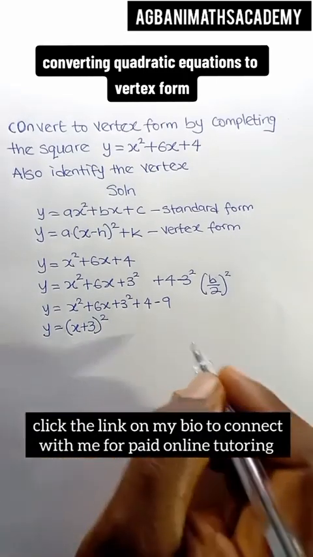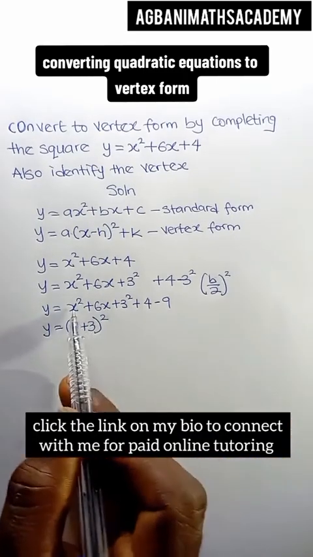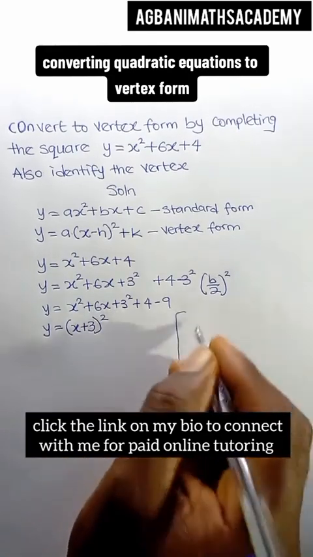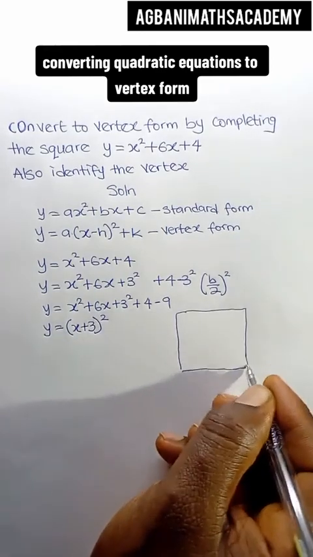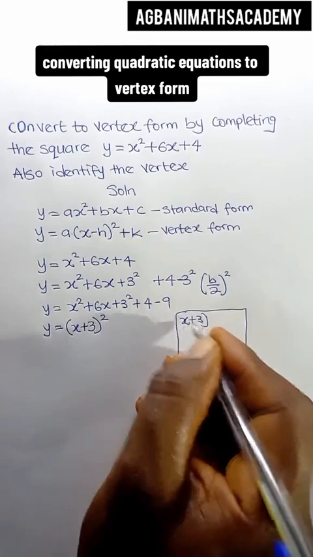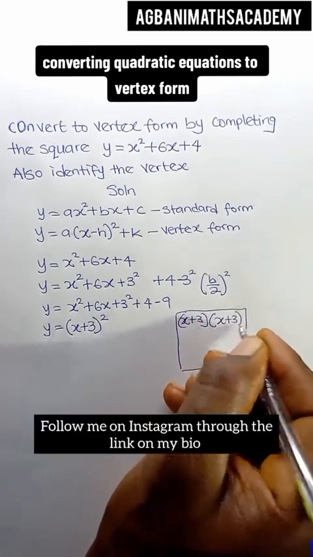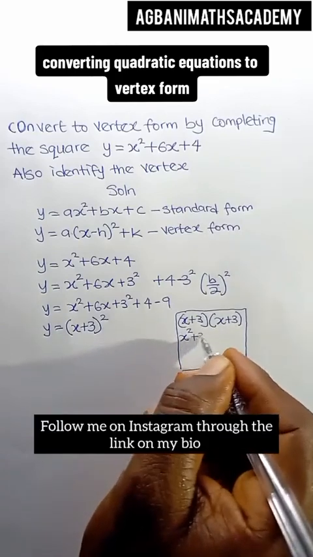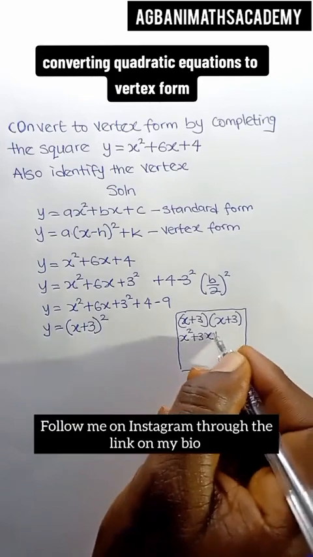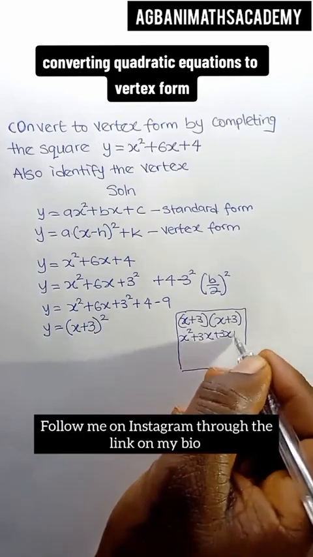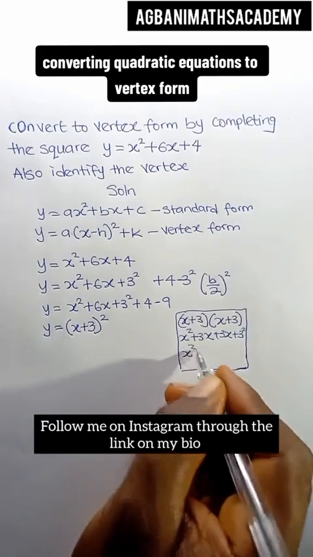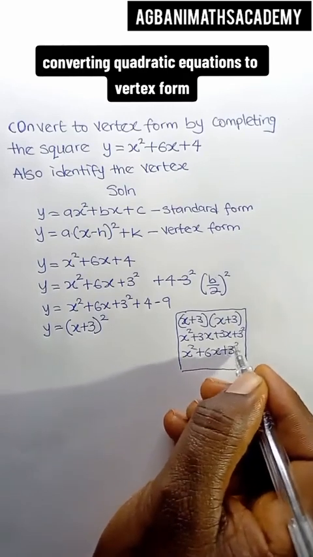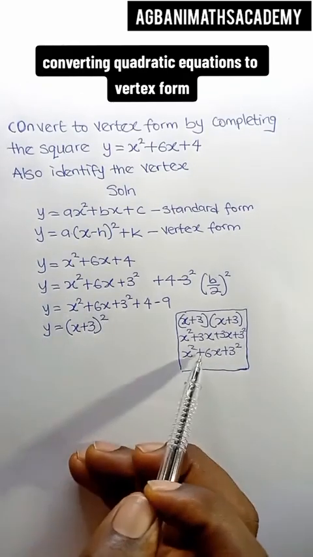Let's confirm that we are doing the right thing. If we expand x plus 3 squared, we are going to get this same value here. Okay, so let's do it in this box. X plus 3 squared is x plus 3 multiplying x plus 3. X multiplied by x is going to give us x squared. X multiplied by 3 is going to give us plus 3x. 3 multiplied by x is going to give us plus 3x. 3 multiplied by 3 is going to give us 3 squared. So we're going to have x squared plus 3x plus 3x is going to give us 6x plus 3 squared. So we can see that what we have here is exactly what we have here.